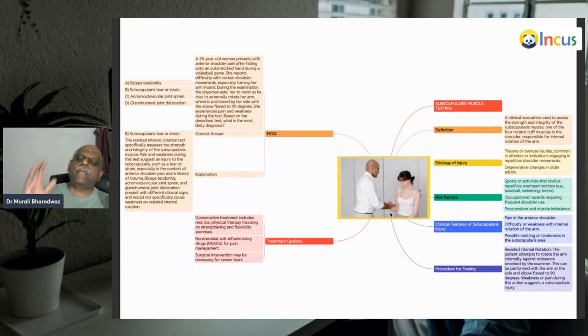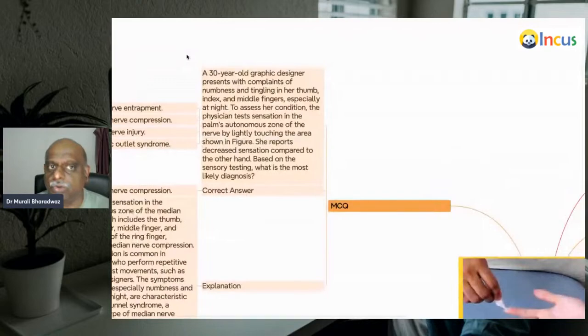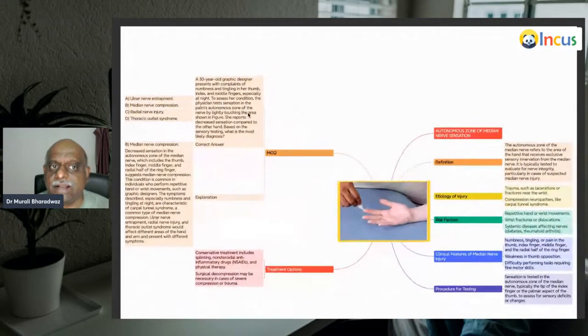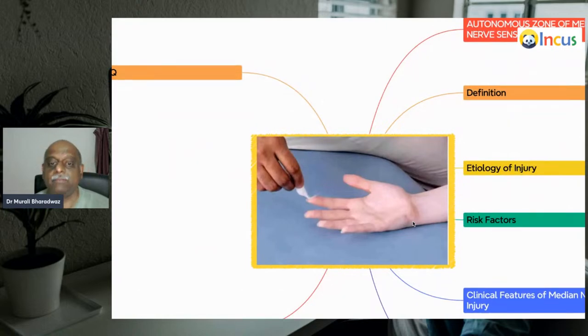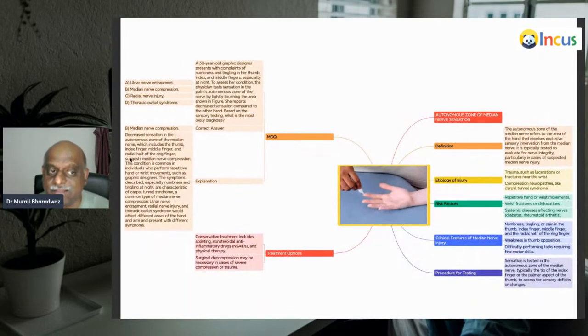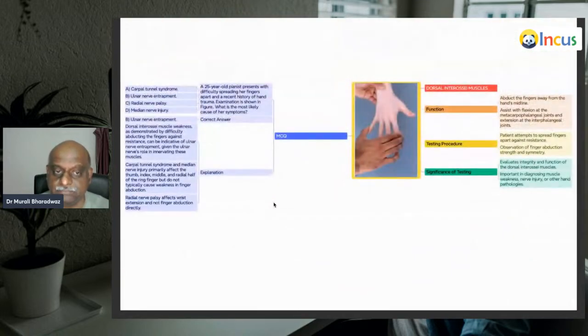Once you solve these 10,000 questions, every paper has got 30 to 40 image-based questions. So a 30-year-old graphic designer has a complaint of numbness and tingling in her thumb. And using the cotton wisp, you are trying to look for the sensory supply. The thumb, index, middle finger, and radial half of the ring finger, they're all supplied by the median nerve, is what you need to remember.